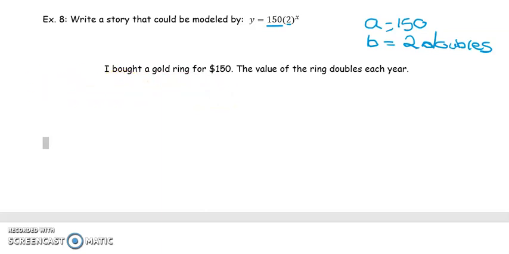Let's double check and make sure that it does hold up to what we said. We said that we needed to use 150 as the starting value, which I did, and I used mine in money. And I said, how did it grow? Well, it's going to double each year. So my time frame that we're looking at is years, and we know every single time it's going to double.